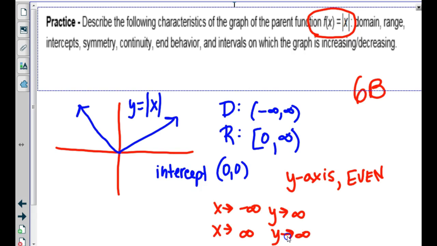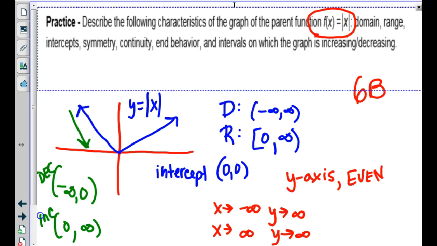All right. Increasing or decreasing? How do you decide that? Read it left to right. So this branch from negative infinity until 0 is doing what? Decreasing. And the branch from 0 to the right is increasing. Does that help some of you review those ideas from yesterday?